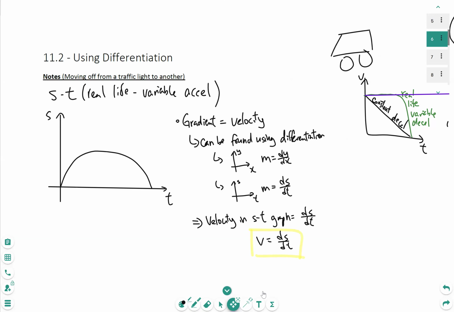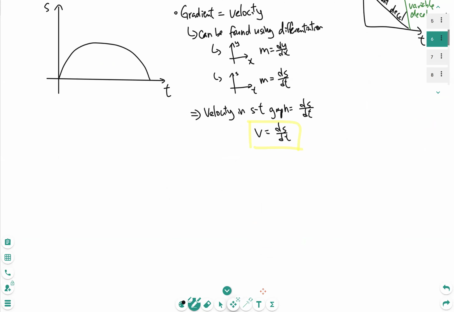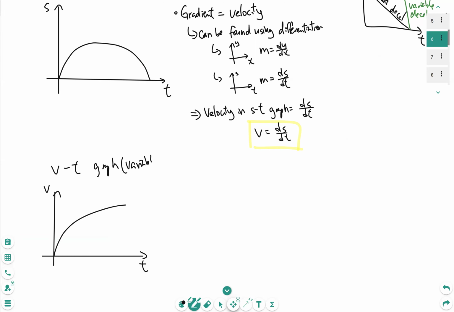Next, what about the VT graph? Let's imagine we accelerate from the traffic light. The shape of the graph does not matter as long as it's a curve. It doesn't matter which way the curve bends. As long as we're showing variable acceleration, we know it's variable acceleration because it's a curve.